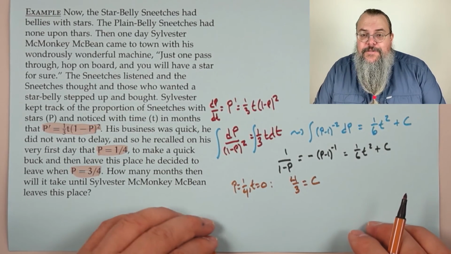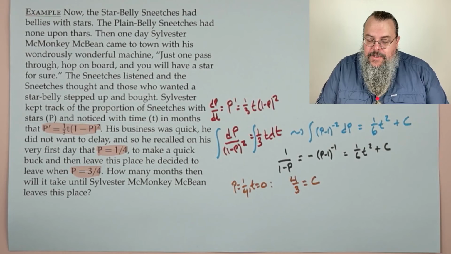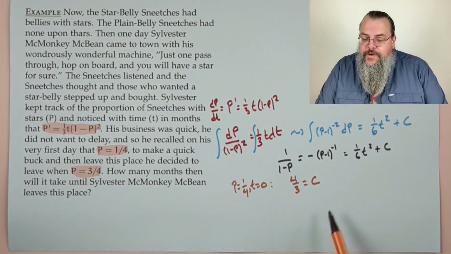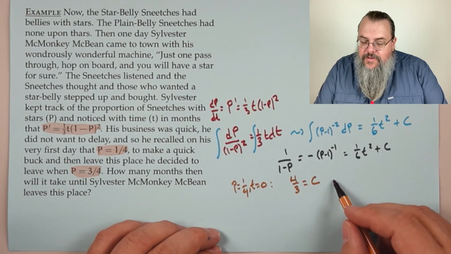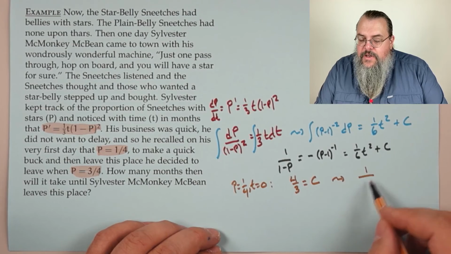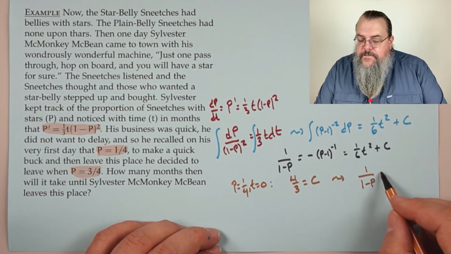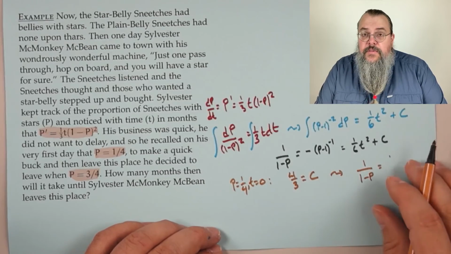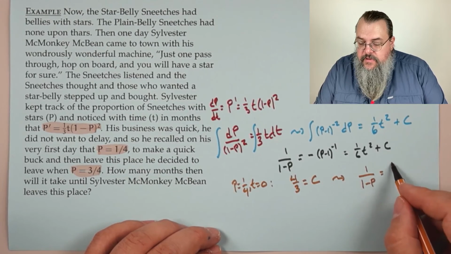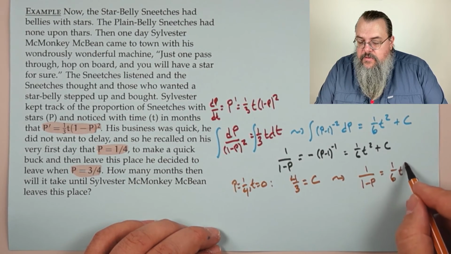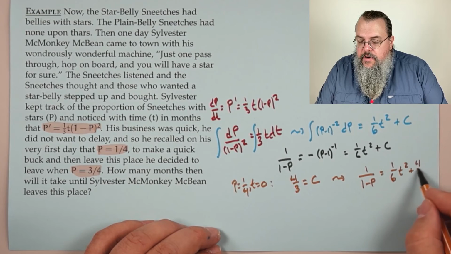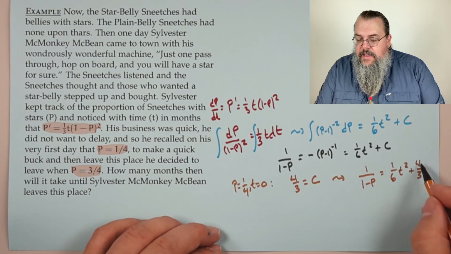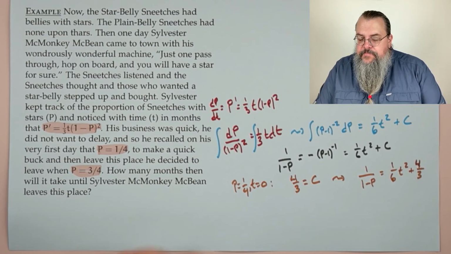All right, well, that was really quick. So now there we go. 4/3 equals c. Okay, so updating: 1 over 1 minus p is equal to 1/6 t squared plus 4/3. Okay, good.